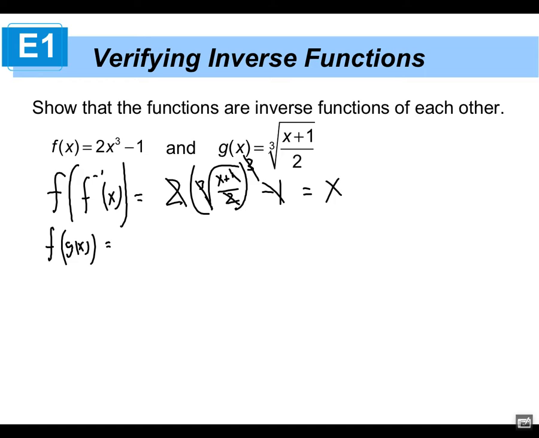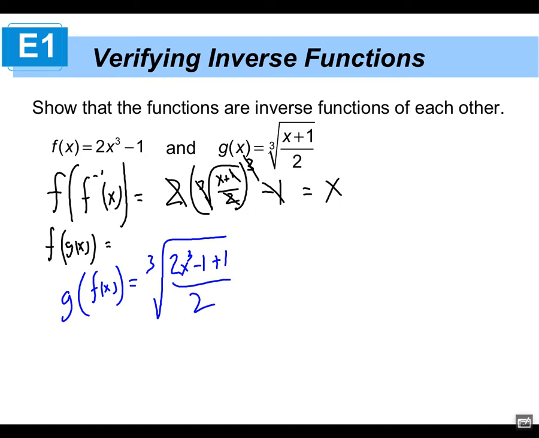Now I need to take f of x and put it into g of x. So I want g of f of x. Take this function, which is the cubic root of wherever there's an x, I put in a 2x cubed minus 1 plus 1 over 2. And this one simplifies even faster. The 1's cancel, the 2's cancel, the cubic root of something cubed is x. Check didn't work out there. There we go. They are inverses of each other.